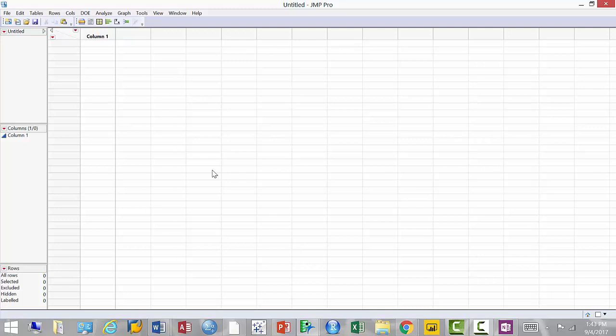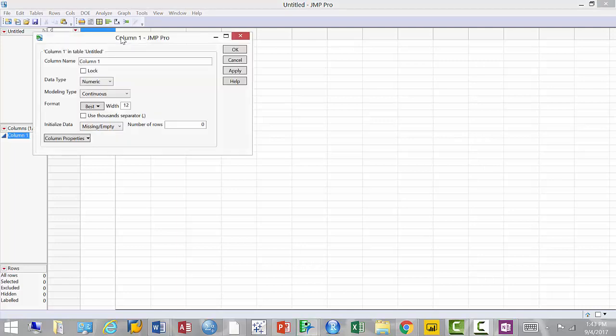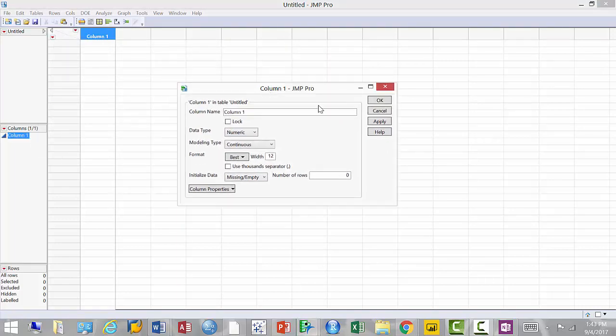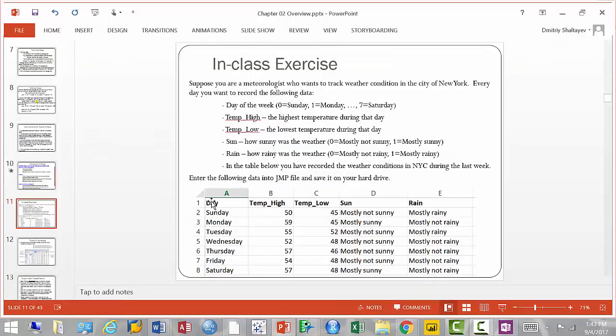Individual observations are rows, horizontal lines. Columns that contain similar data are variables, right? Okay. So you should have column 1, right? So go ahead and double click on the title that says Column 1, and you will see a window like that. It says Column 1, JMP, right? So column name. Well, let me go back to my slides. The first one is going to be the column that contains the day, right? And I'm going to have Sunday, Monday, Saturday.